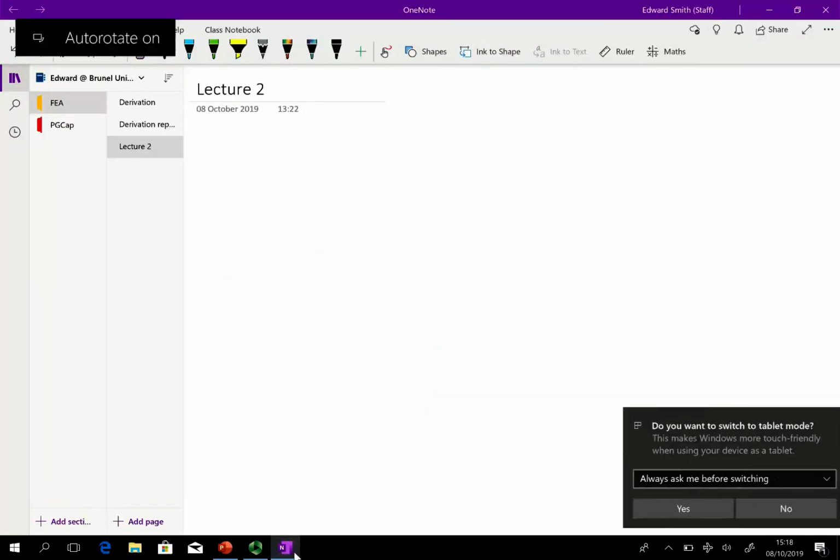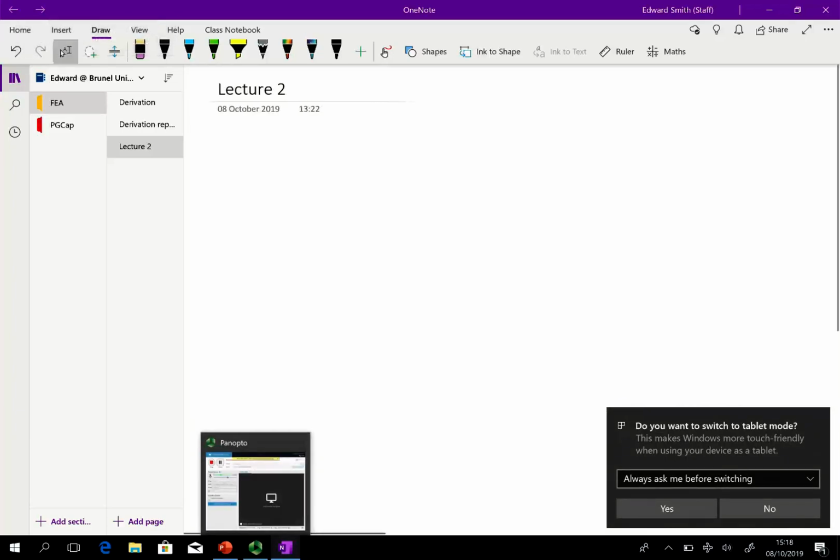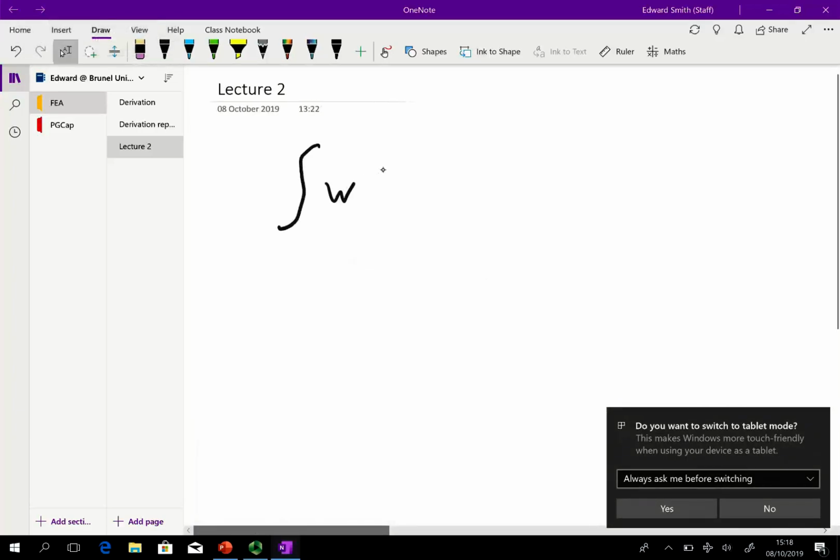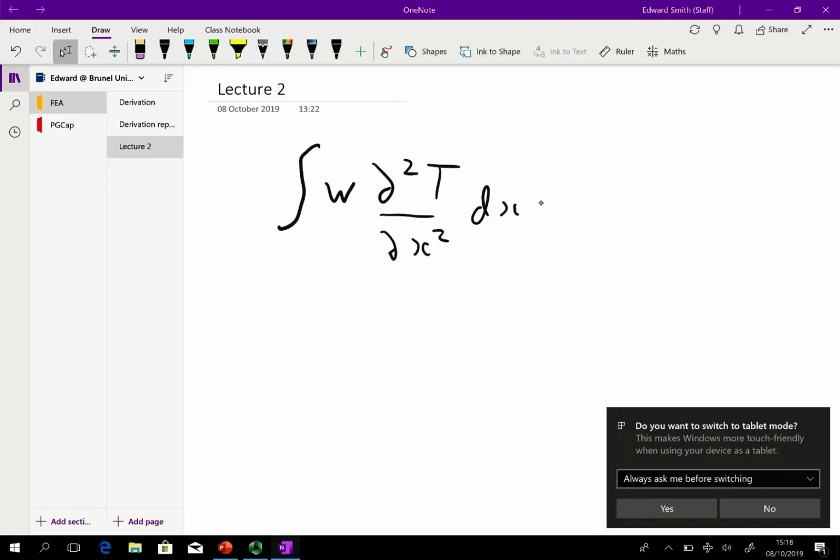Okay, so the process here is we're going to basically solve the integral of w d2t by dx squared dx is equal to 0. And the whole point of this is we're going to do it for one single element. So you imagine your general function, and then you're solving for a given element, say between x1 and x2.